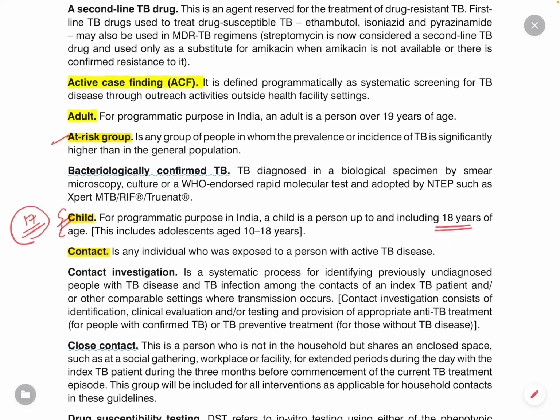Okay, at risk group. These are people in whom the prevalence or incidence of TB is significantly higher than the general population. So people who are more vulnerable. Already you know these things like people who use tobacco, who are contacts of TB patients, who are working in close places, who are living in an unhygienic environment like slums. All these people, including pregnant ladies and even lactating mothers, are at a higher risk of getting TB. Now, who are contacts? Contacts are people who are exposed to people with active TB.